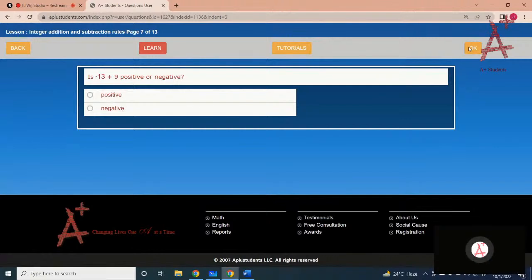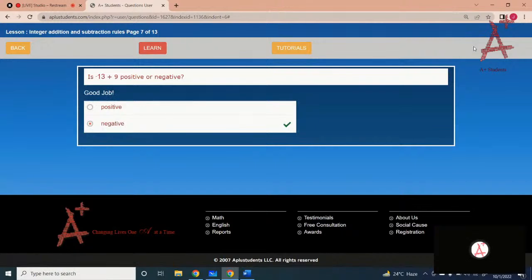Okay, is negative 13 plus 9 positive or negative? Yes, it is negative because 13 is greater in magnitude and 13 has a negative sign. So the answer must have a negative sign. Got it?